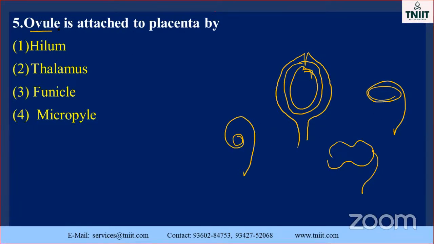Here they ask, the ovule is attached to the placenta by which one? Will you please tell me that? This is called the placenta. This placenta is attached to this part, what is that? That is the question. Inside they didn't ask, outside they didn't ask. This part, the stalk-like structure, is nothing but the funicle. Micropyle is the part. This one is called micropyle. Thalamus is the lower part. Hilum is also attached with the thalamus. That part is called hilum.